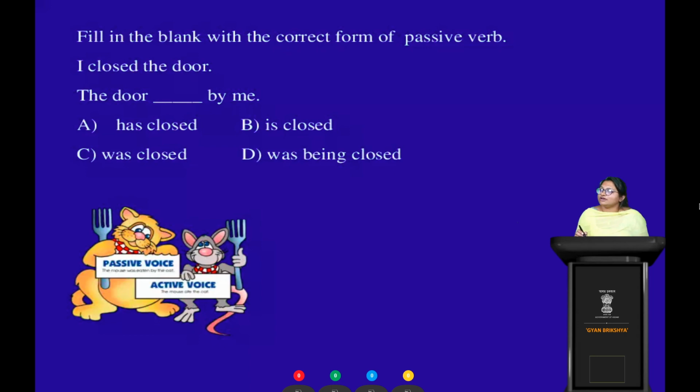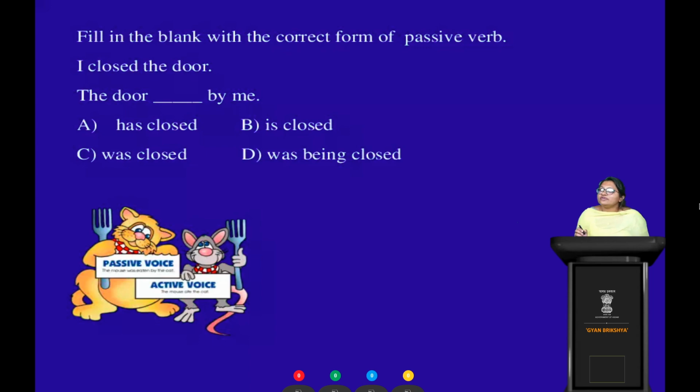Let's take up this particular question. Fill in the blank with the correct form of passive verb again. We have a sentence here. The sentence is I closed the door. Yes, very good. This is in active voice, right? So I closed the door in active voice.